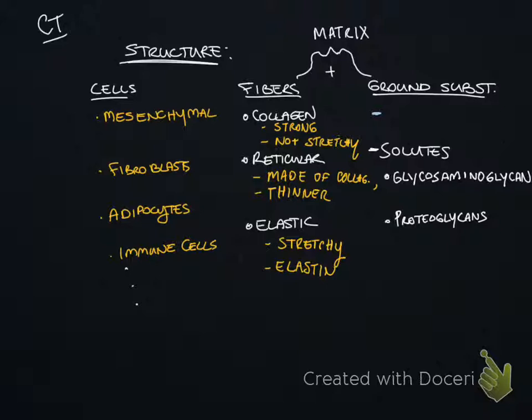Now, ground substance is generally mostly water. If you think of the ground substance in blood, that's the plasma, and the majority of plasma is actually water. We also have solutes. An example of some of the solutes are glycosaminoglycans, which is a polysaccharide or a sugar, or proteoglycans, which is a protein bound to a sugar. These are just two important solutes found in cartilage. So maybe you've heard of glucosamine.